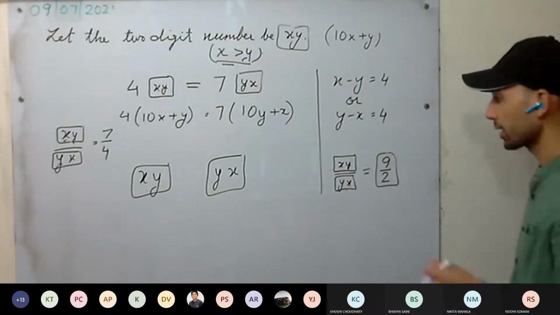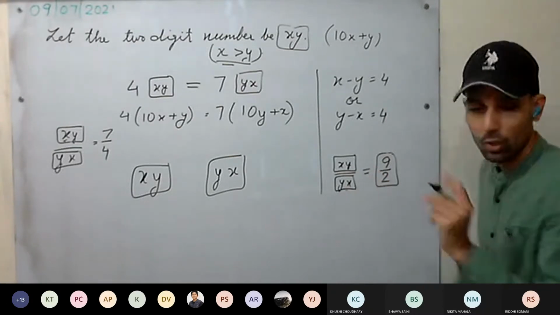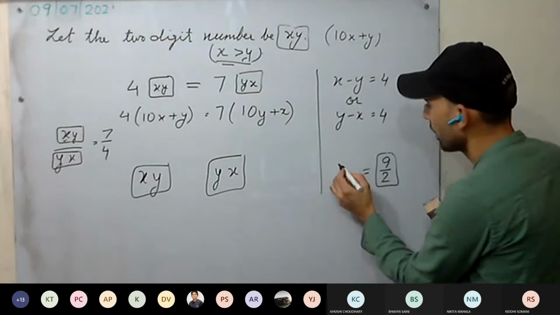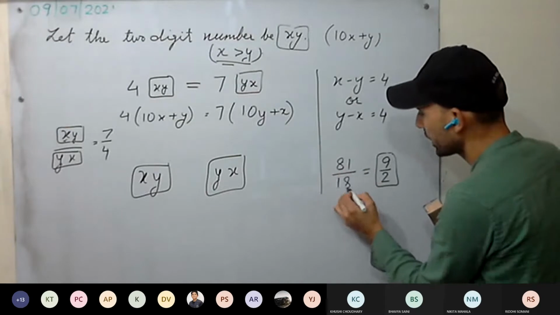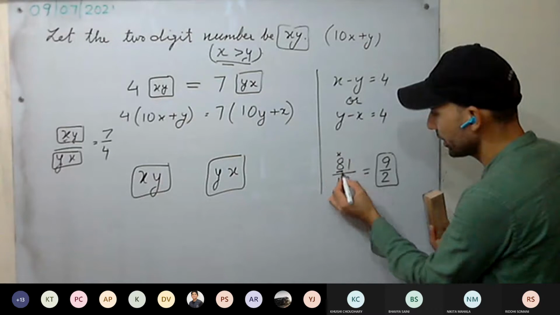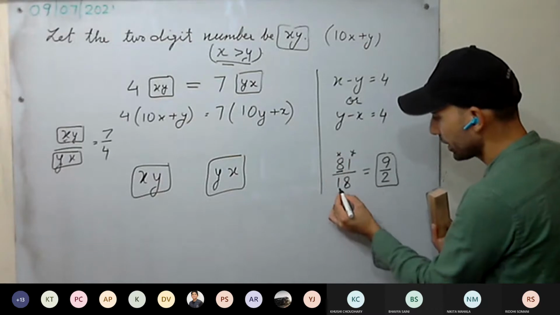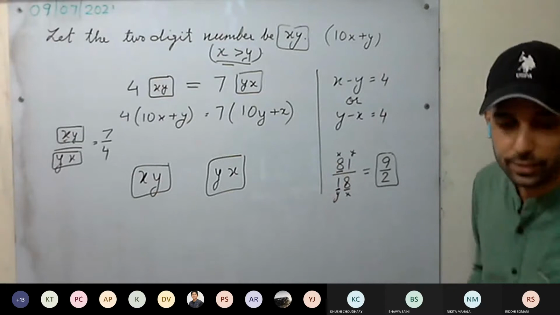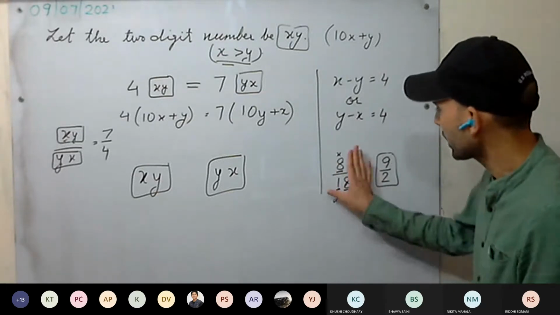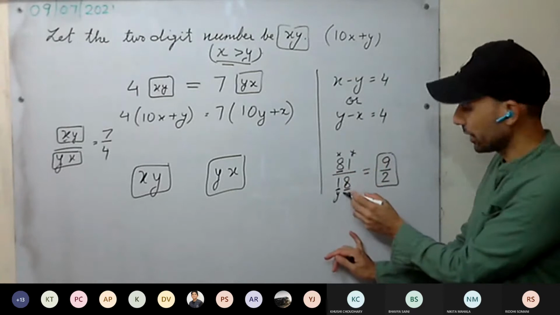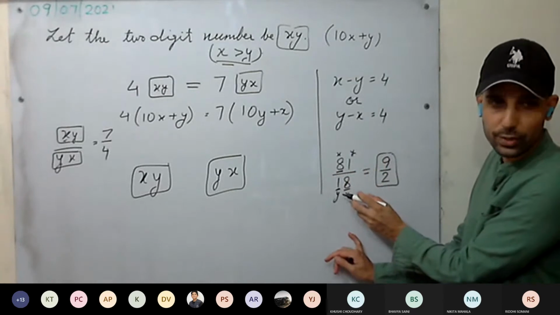xy is greater than yx. Earlier we have seen 81 upon 18. Which digit is the x digit and which is the y digit? Which digit is greater? Sir, x. See here, this numerator has to be greater than the denominator. You all have understood this.